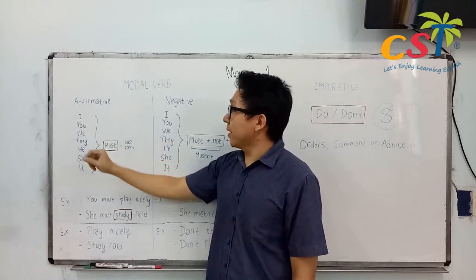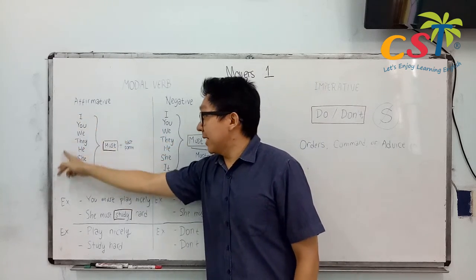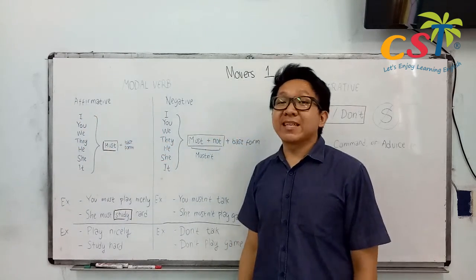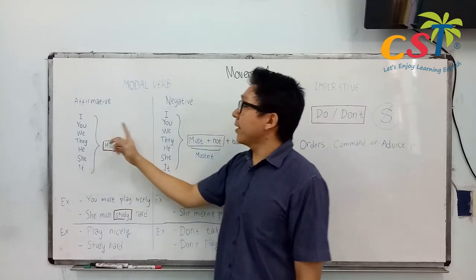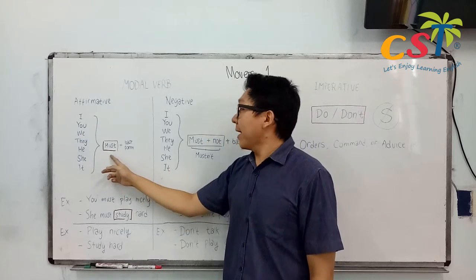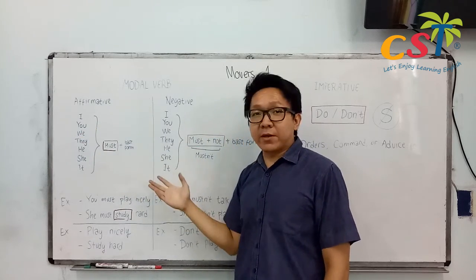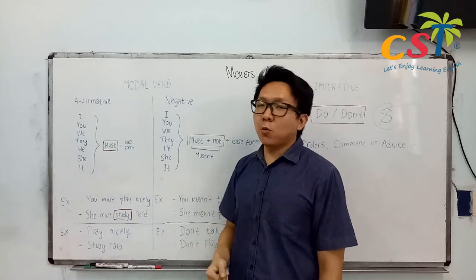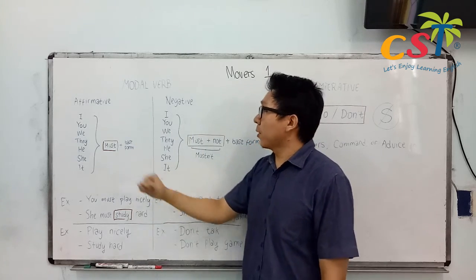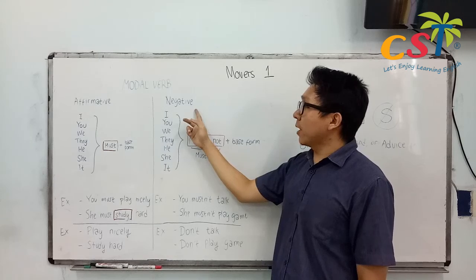In modal verb, the affirmative, we will use this, which we call the subject. Okay, the subject will be followed by the word must and followed again by the verb, which is the base form of the verb. Later on, I will explain to you why. Why do we use the base form? Okay? And then move on to the negative ones.